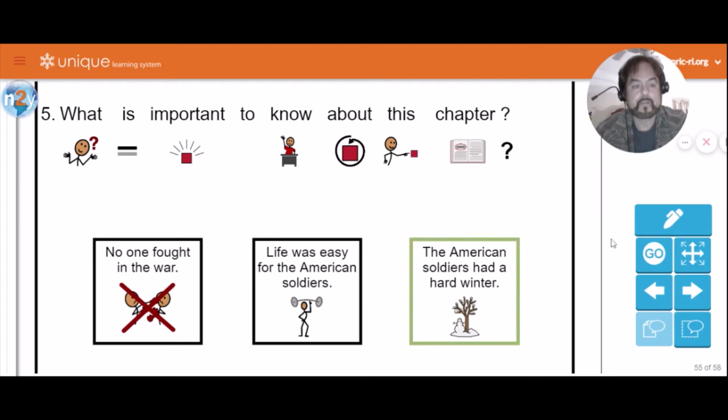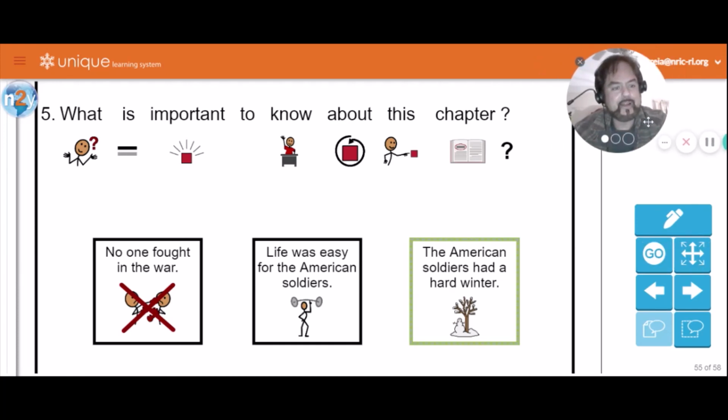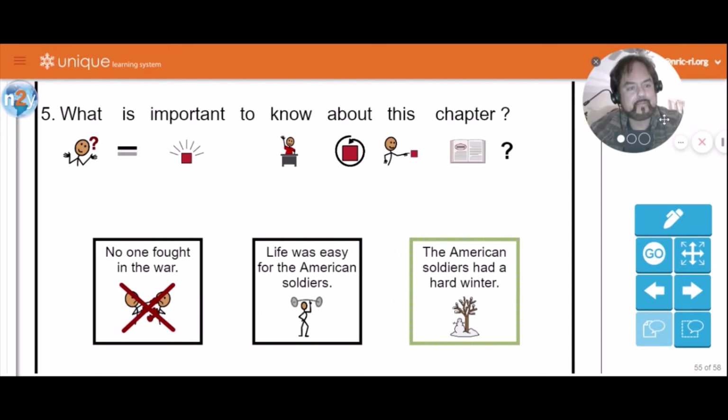Yep. Winters can be hard in New England, which is pretty much where they were fighting. New England being like Massachusetts, Rhode Island, Connecticut, New York. Maybe you've been to a lot of those places and it gets really cold. All right, that's it for this story, my Cornerstone compadres. Next we'll do a clock reading game. Stay tuned.